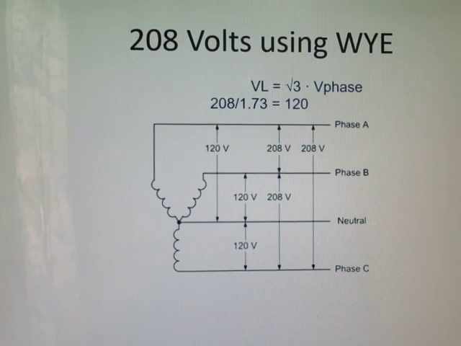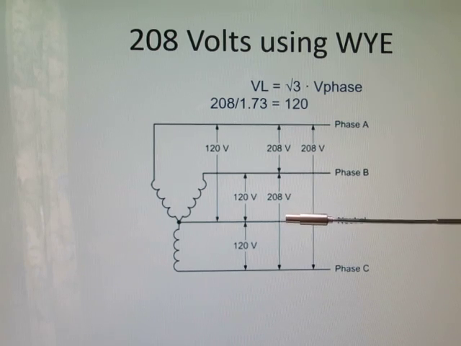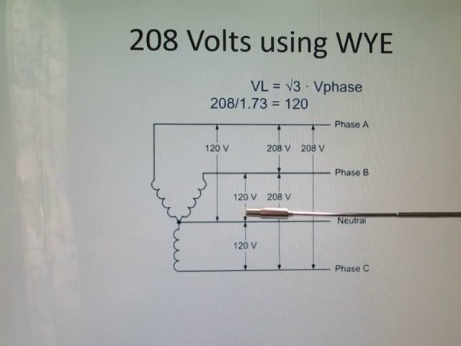And here is a Y system that can give you 208 volts. If we have 208 volts from a line-to-line voltage here, I show you phase A to phase C, phase B to phase C, we have 208 volts. Now if we go from a line voltage to a neutral, then we get 120 volts.